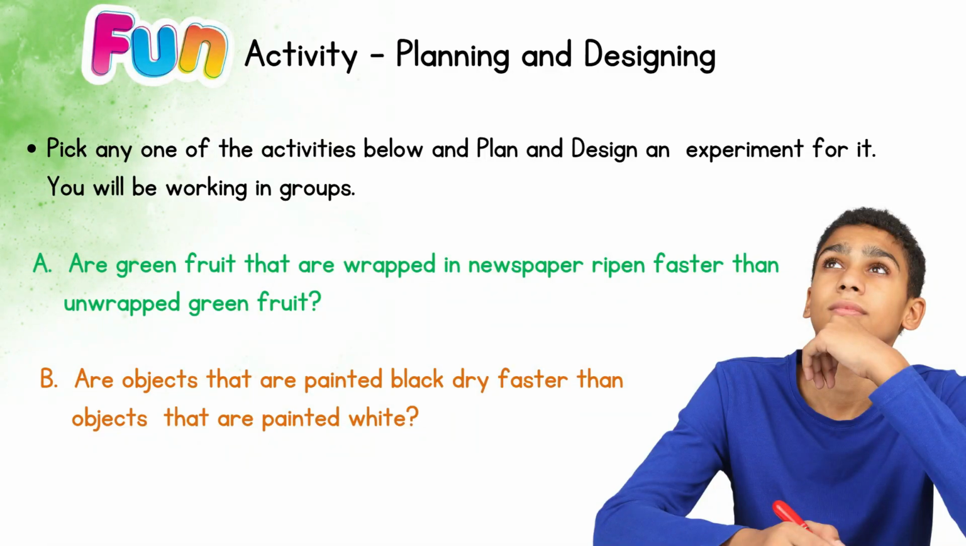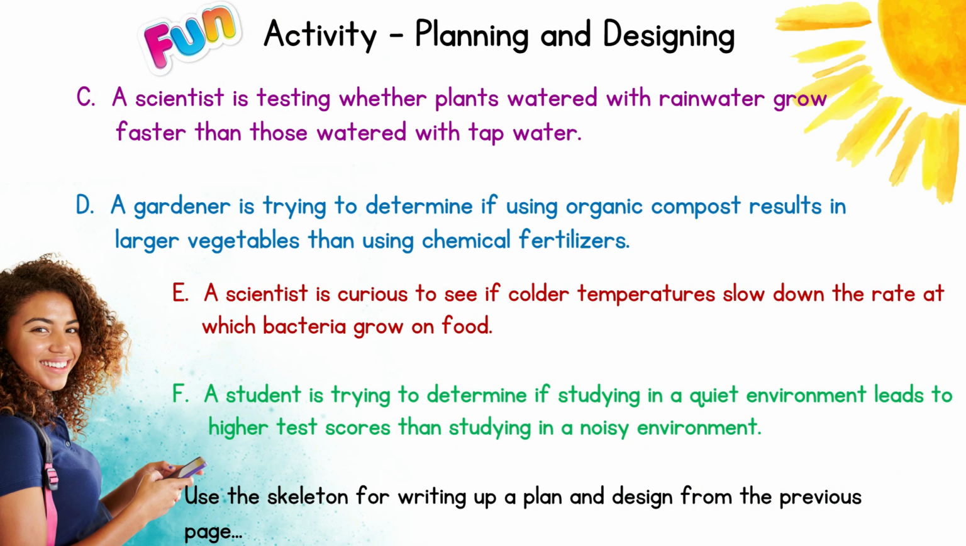B. Are objects that are painted black dry faster than objects that are painted white? C. A scientist is testing whether plants watered with rainwater grow faster than those watered with tap water. D. A gardener is trying to determine if using organic compost results in larger vegetables than using chemical fertilizers. E. A scientist is curious to see if colder temperatures slow down the rate at which bacteria grow on food.